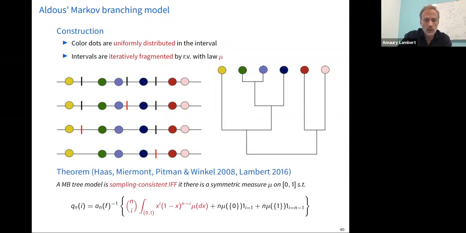The converse was proved by Haas, Miermont, Pitman, and Winkel in 2008 using fragmentation processes, and I did the same recently without using fragmentation processes. They showed that this tree model is sampling consistent if and only if we are in this situation, in which case Qn of I can be written with the red expression at the bottom of the picture. There's also a more general model where you can add what is called erosion, meaning that sometimes you put one of these dots at random in an isolated box.